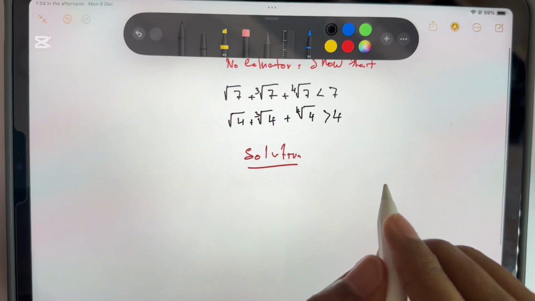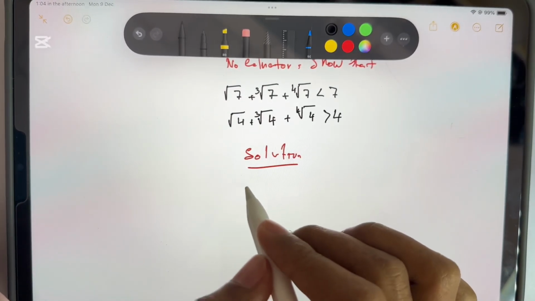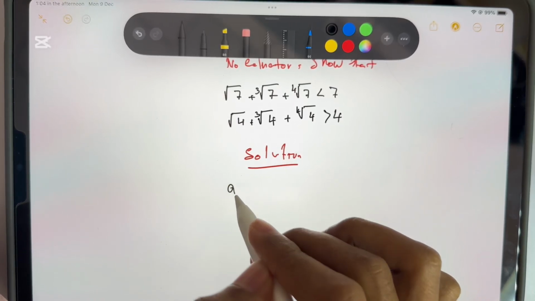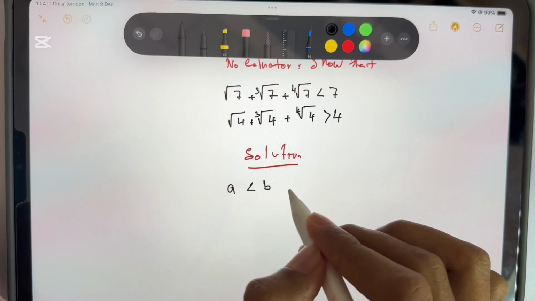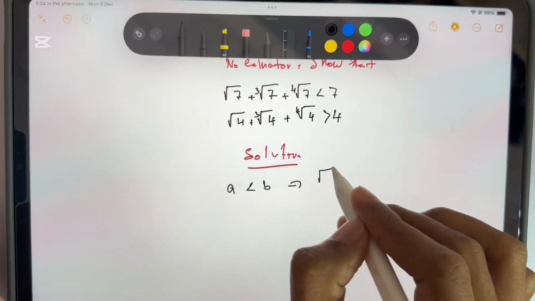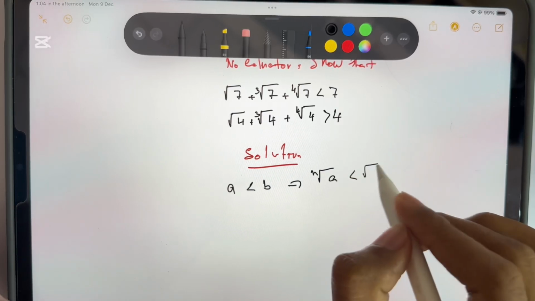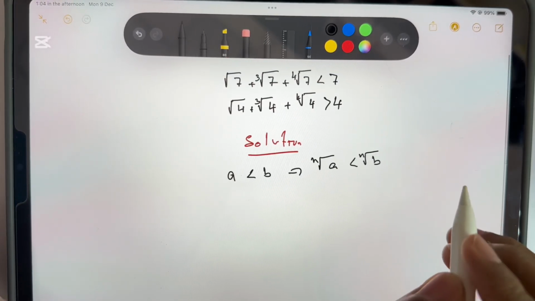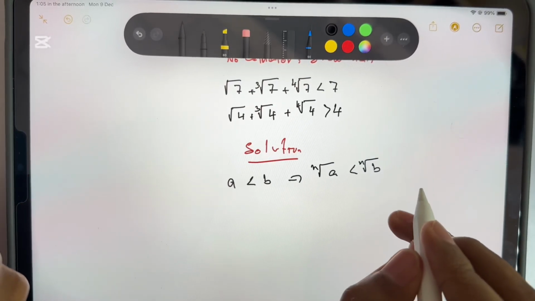First, I want to remind you of the rule of inequality. If a is smaller than b, then the nth root of a is also smaller than the nth root of b. So we follow this rule of inequality to solve our problem.